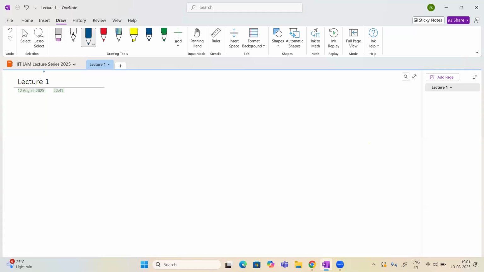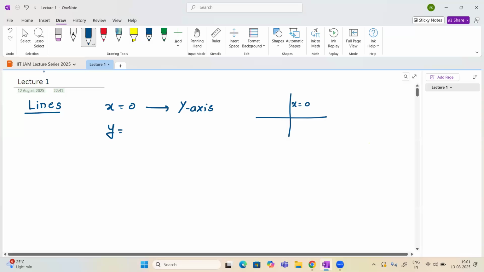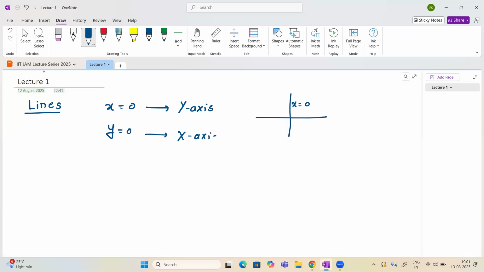So we will start with standard lines first. Anyone knows x is equal to 0 represents which curve? Y-axis. Very good, x is equal to 0 is the y-axis. Y is equal to 0? X-axis. So y is equal to 0 represents the x-axis, right?